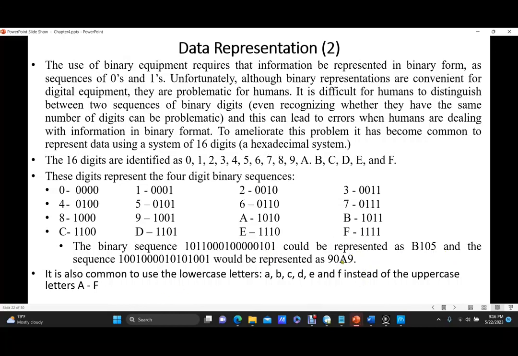The hexadecimal sequence 90A9 could be represented with the binary sequence 1001 for 9, 0000 for 0, 1010 for A, 1001 for 9.